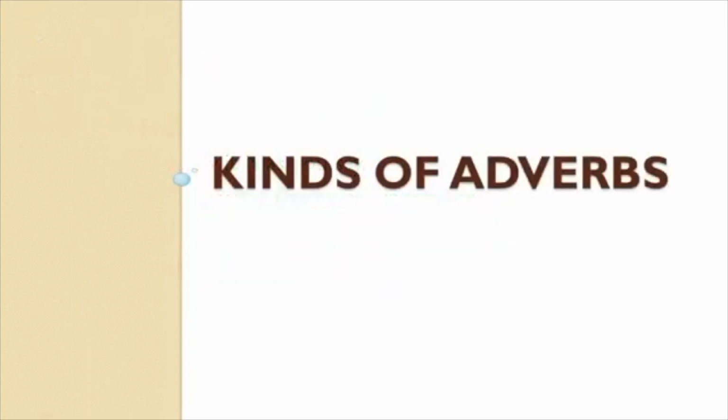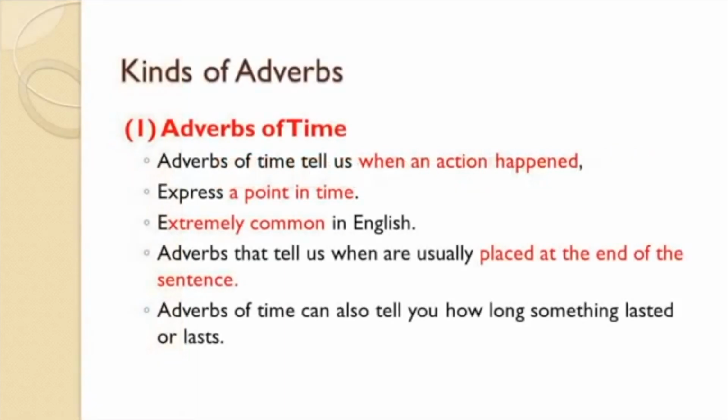Dear students, I welcome you to the second section of my lecture where we will talk about the kinds of adverbs. Adverbs can be divided into seven kinds. The first one is adverbs of time. Adverbs of time tell us when an action happened. They express a point in time.